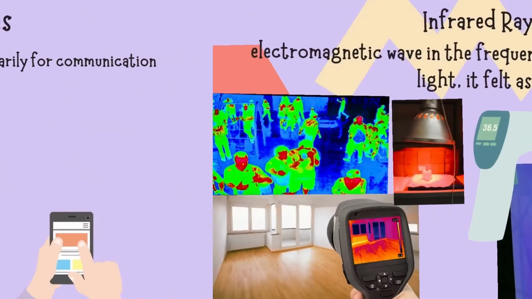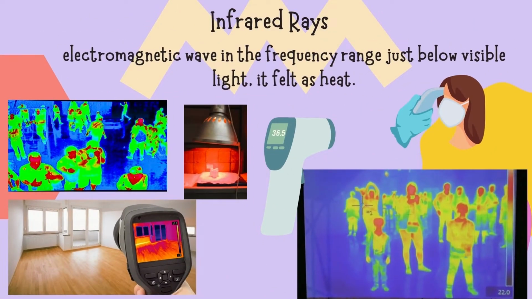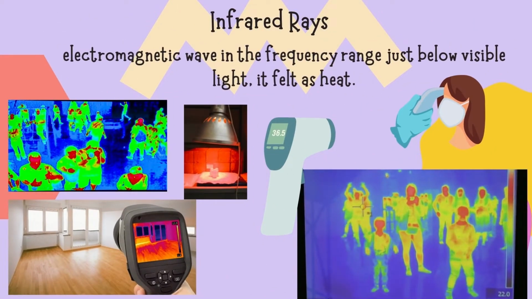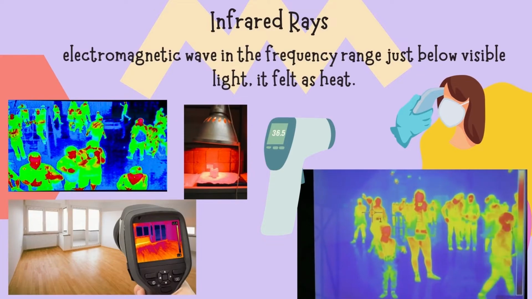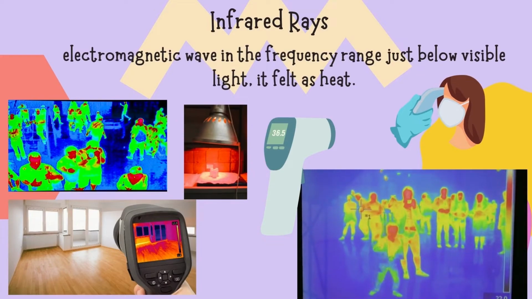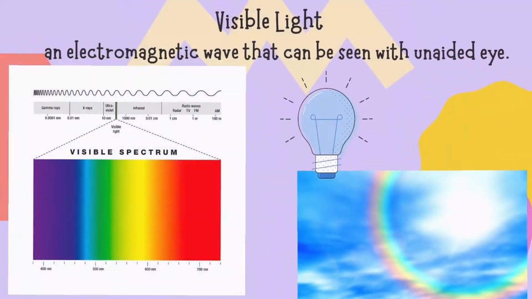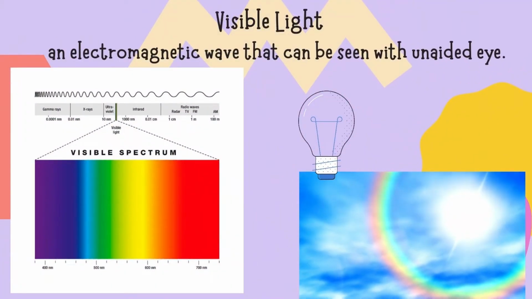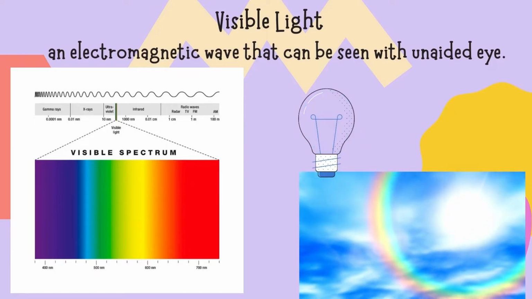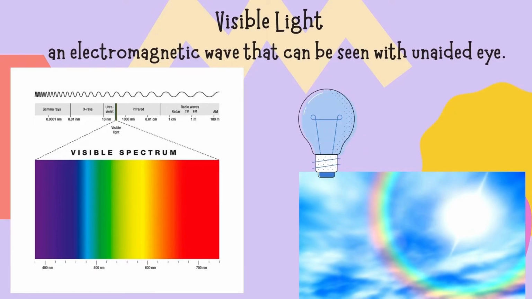Number 3. Infrared rays. Electromagnetic wave in the frequency range just below visible light. It is felt as heat. Visible light, an electromagnetic wave that can be seen with an unaided eye.